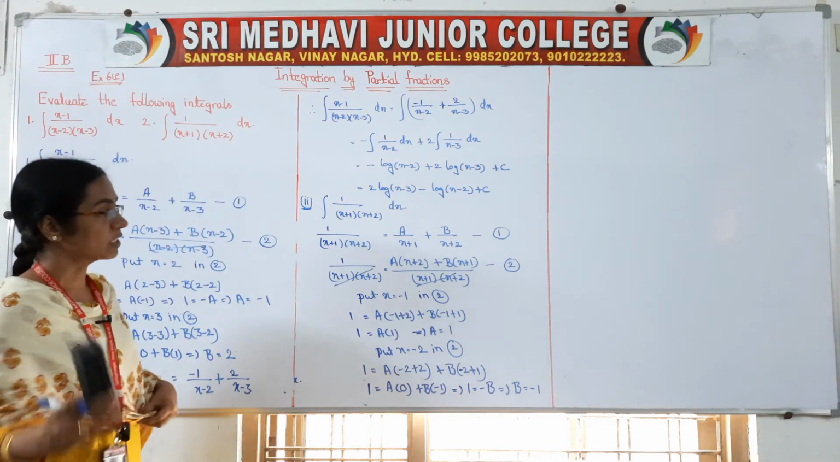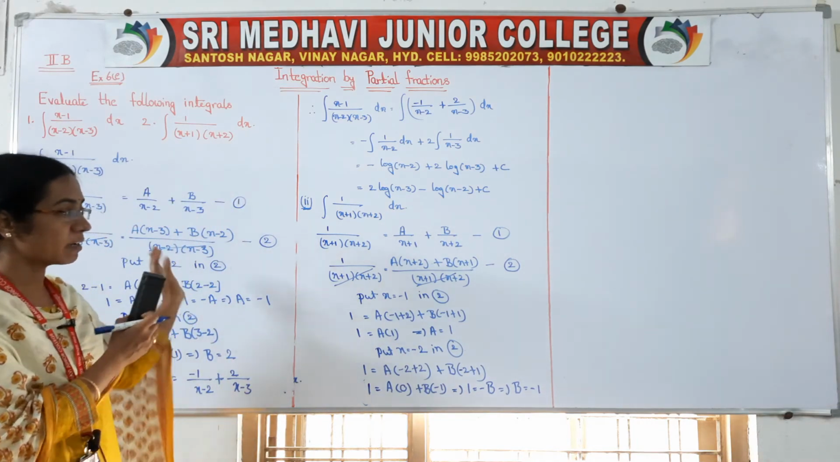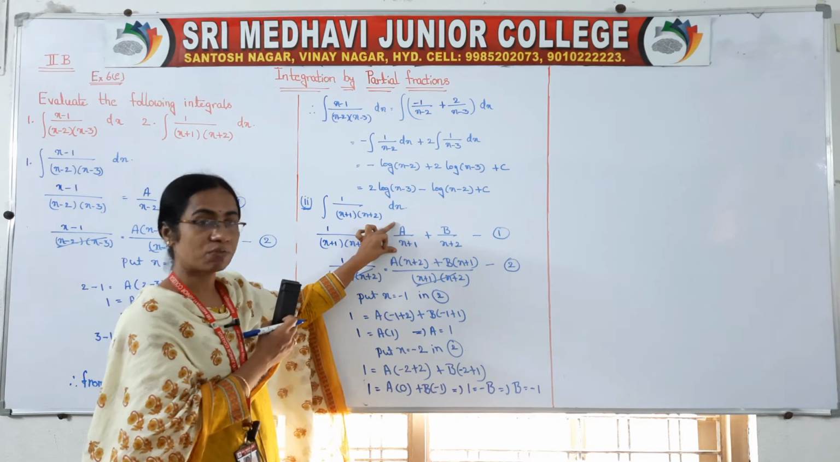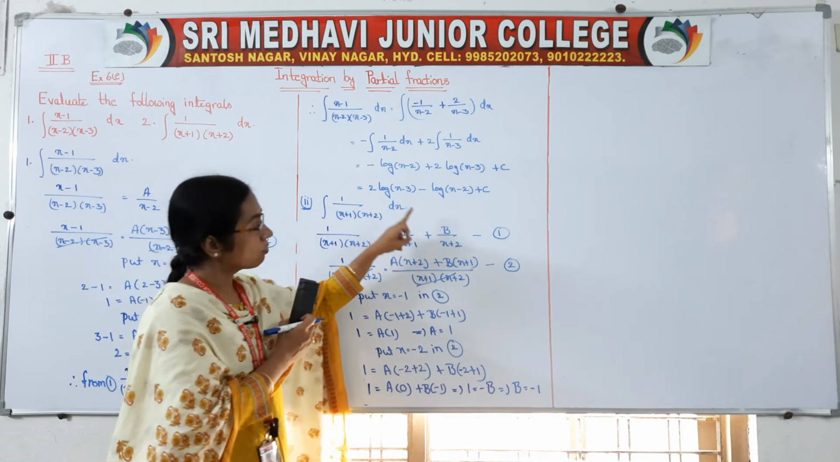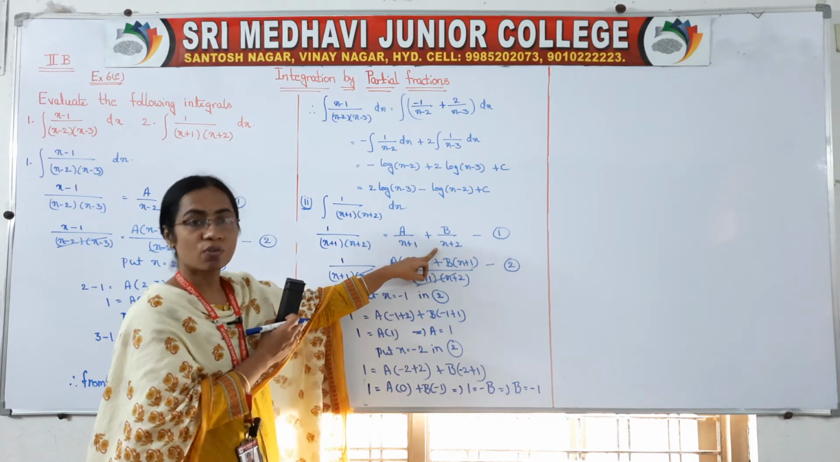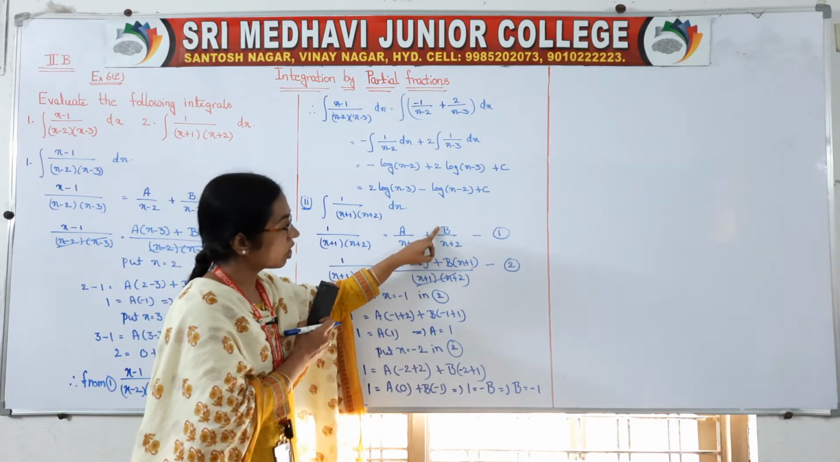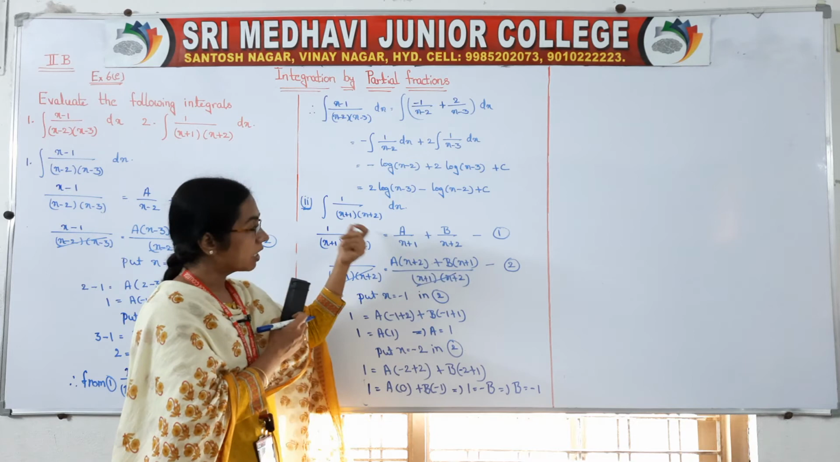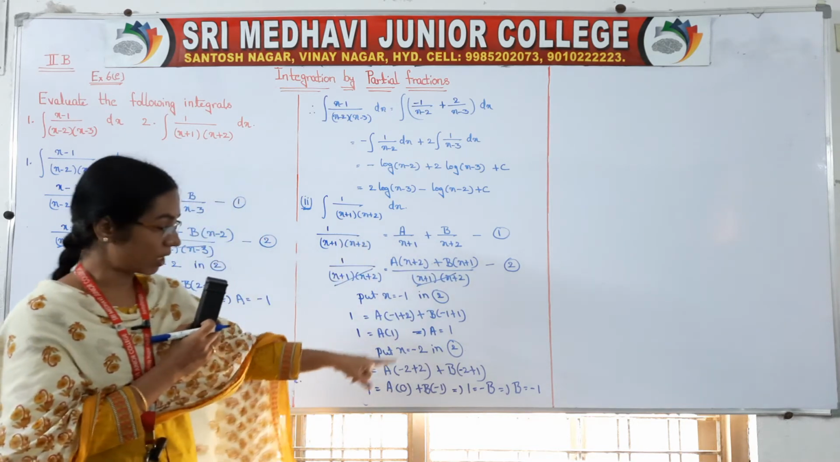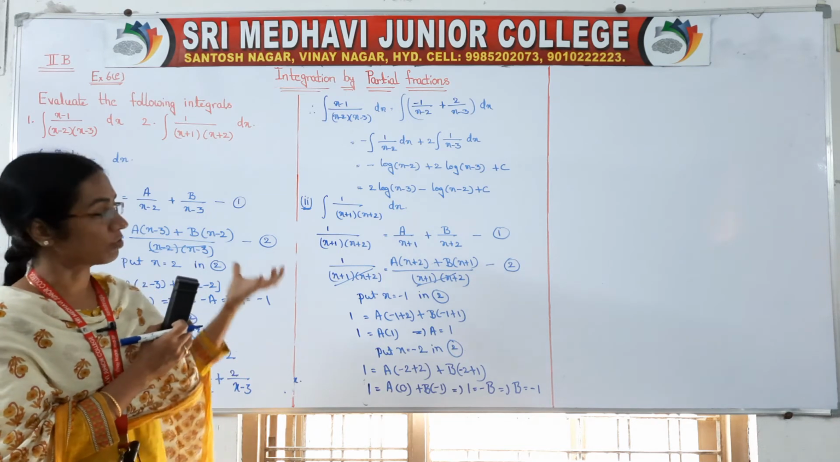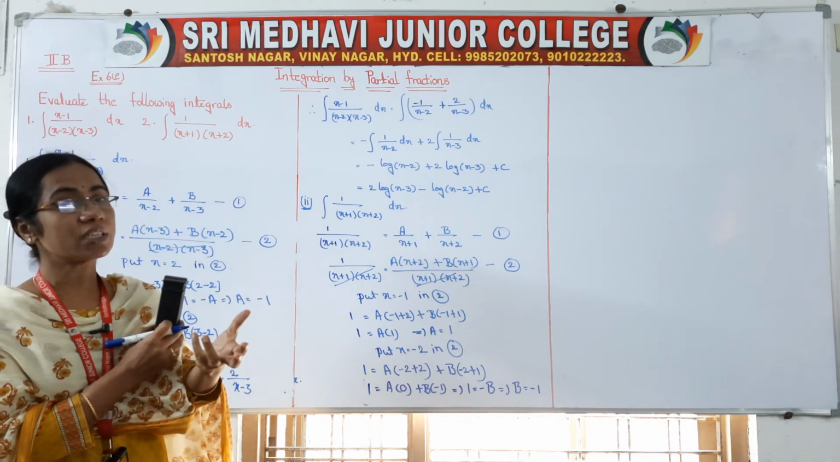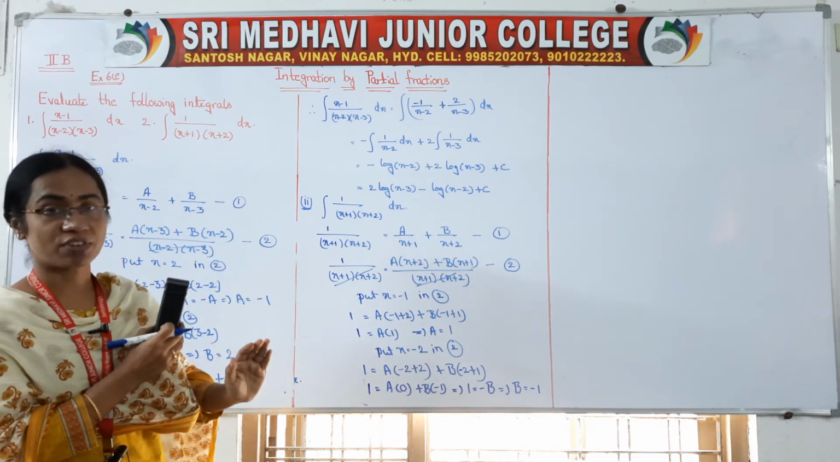What I said, first we have to write for each linear factor one fraction. How? Some constant by linear factor. For the second linear factor also, we have to write one fraction, some constant by linear factor. Now try to get that A and B value. We got A and B value now. Now substitute in the first equation. That is called resolving the fraction into partial fractions.